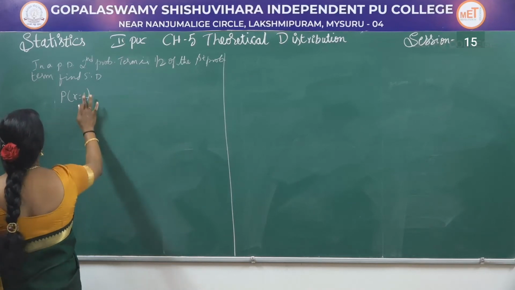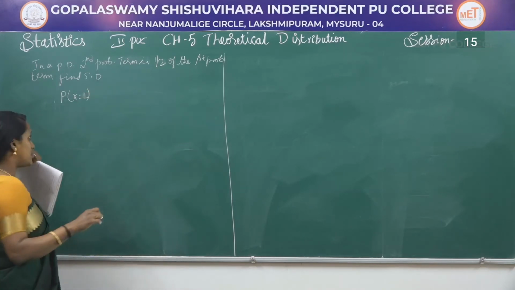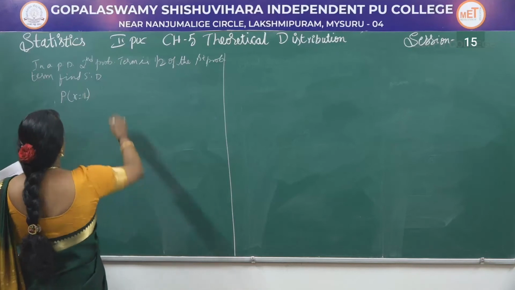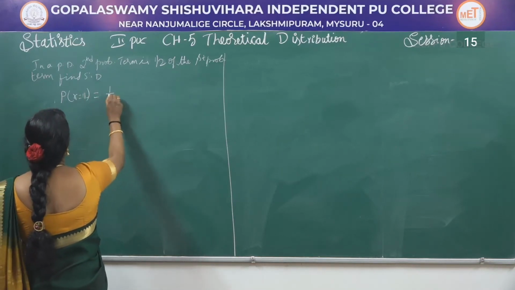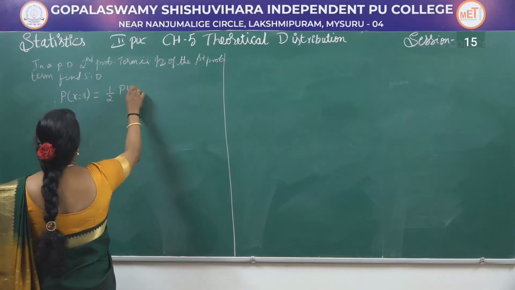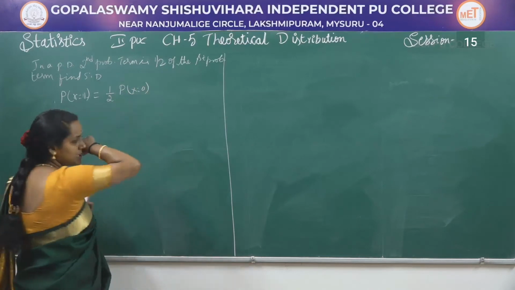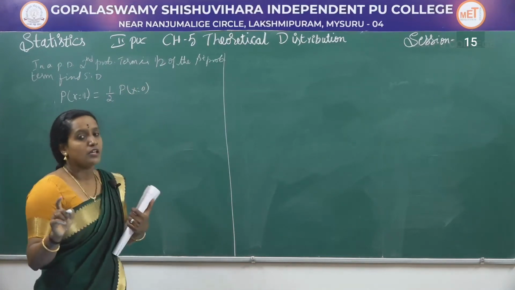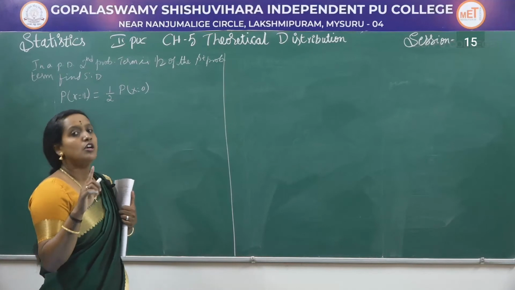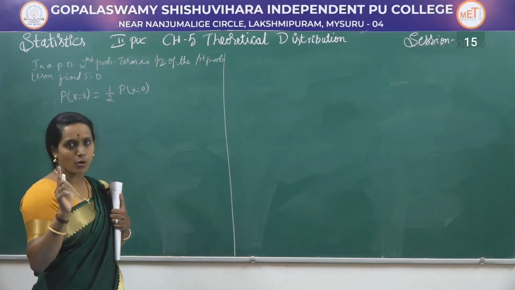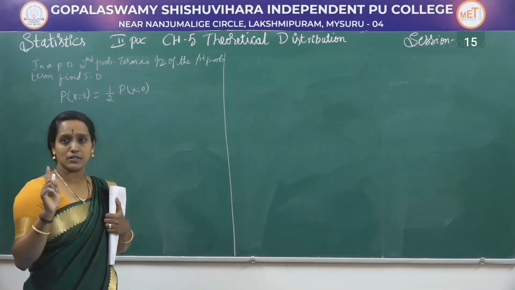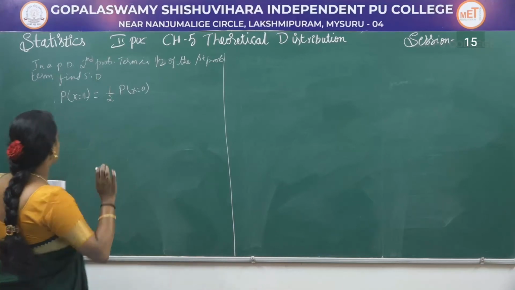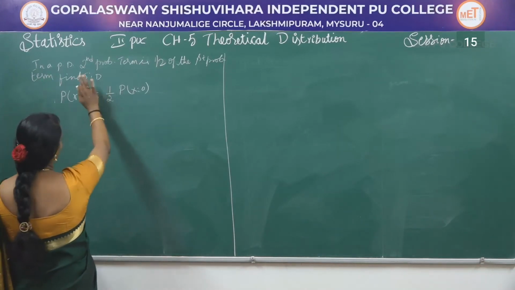Second probability term is P of x equals 1, because the first one will be P0. So this is equal to half of the first probability. The first probability means P of x equals 0. Here we will consider 0 also. P of x equals 0 is the first probability term and P of x equals 1 is the second probability term. So this is the relation we got from this.